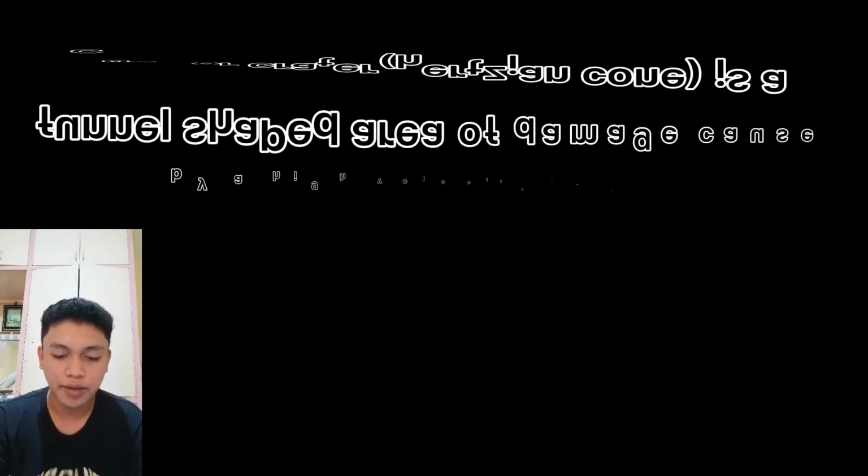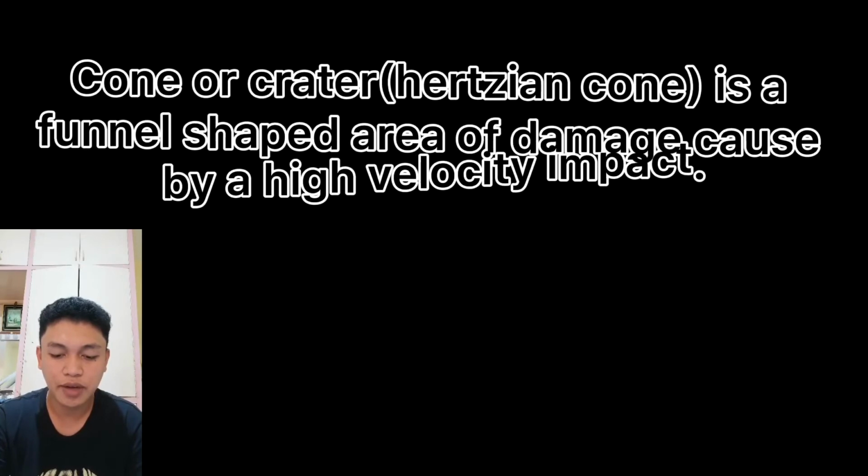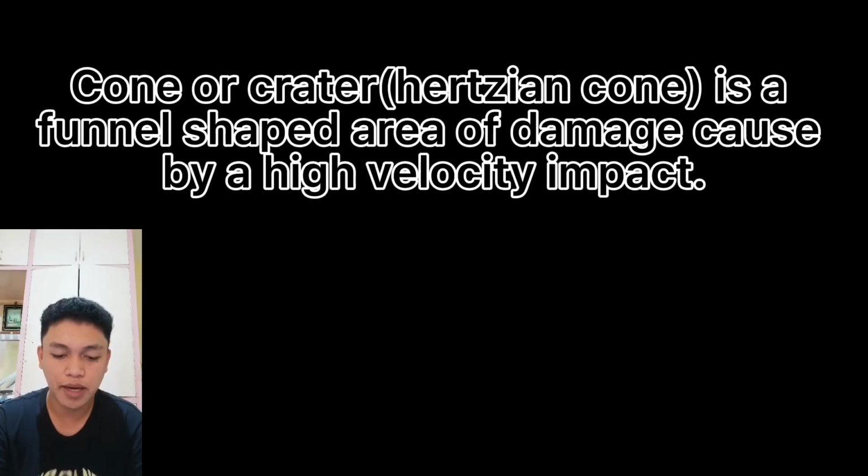Cone or crater is a funnel-shaped area of damage caused by a high-velocity impact. Like on armored cars, when they are shot, the bullet does not pass through, and the damage looks like a cone or crater.